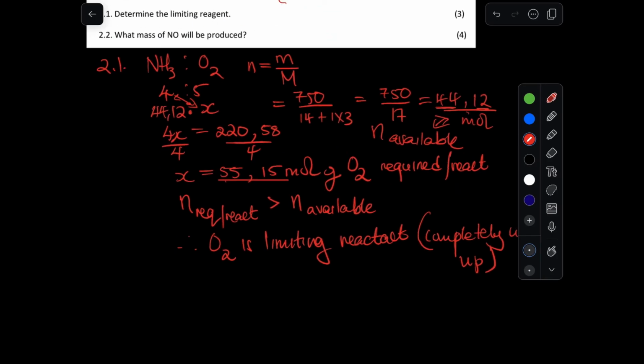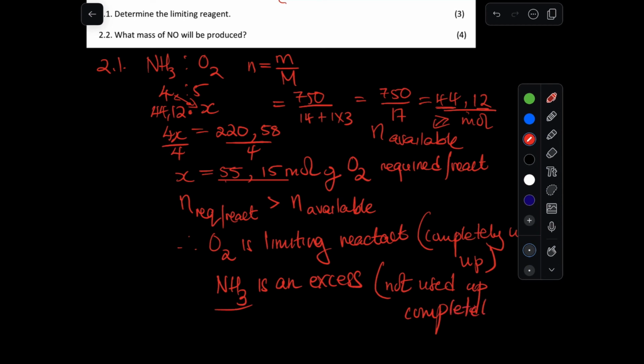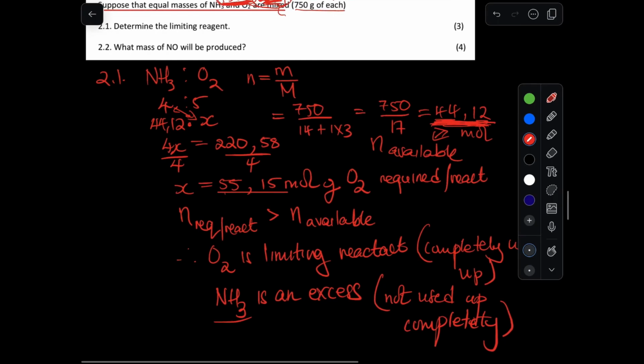And if oxygen is limiting, that also means that ammonia, which is NH3, is in excess. So that means the amount that we have for ammonia is not going to be used up completely. It's not going to finish that amount. The amount that we have in oxygen is going to react entirely, everything. Right? So let's go to 2.2.